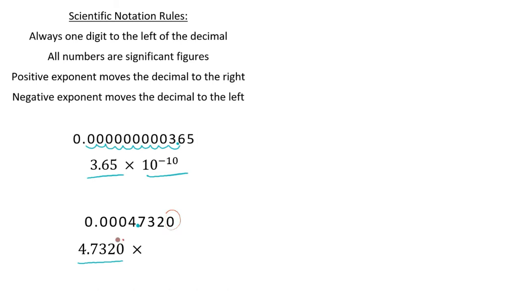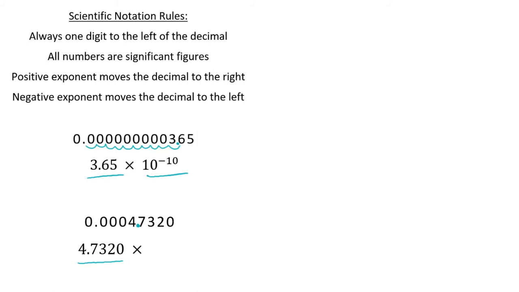Now, why did I keep this 0 here? That is because that 0 is a significant figure. It is to the right of a decimal, and it is also to the right of a non-zero digit. But I ditched all these leading zeros because they are not significant zeros.